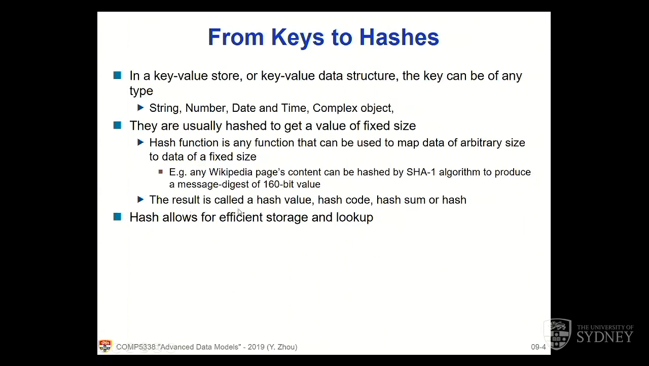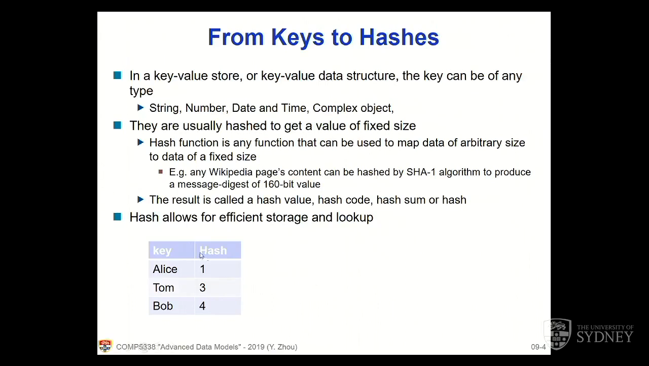So the result is usually called a hash value, hash code, hash sum, or hash. And there are many different hash functions depending on what sort of value you want to get. It allows for very efficient storage and lookup, because each unique key corresponds to a single value. So the lookup basically involves just looking for that particular value. You don't have to go through a long list and keep doing comparisons.